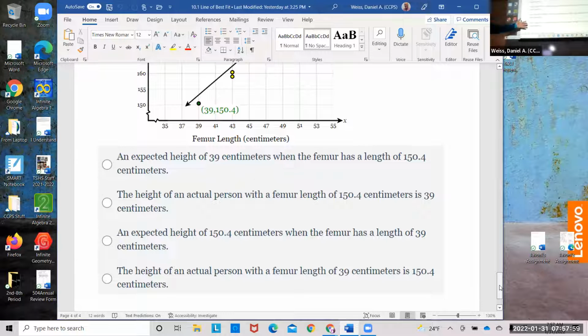Do you see that all I have to do is match up? The only one that said 39 was the femur length. That's the only one that actually said that, right? This will be really easy on Delta Math today, okay? I gave you like 16 of these. I just want you to read the problem and match the correct answer, okay?